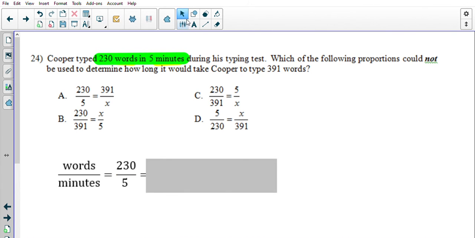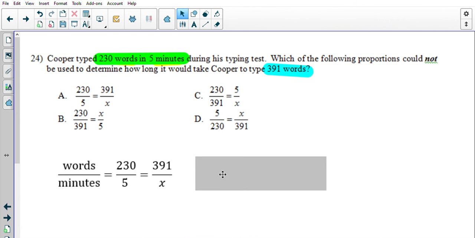And we're trying to figure out how long it takes him to type 391 words. Words is on the top of this fraction. So 391 over x. X represents our number of minutes in this case. So it says which one could not be used? Well, this fraction right here matches A, so that can definitely be used. So I'm going to cross this one off since we can definitely use it.